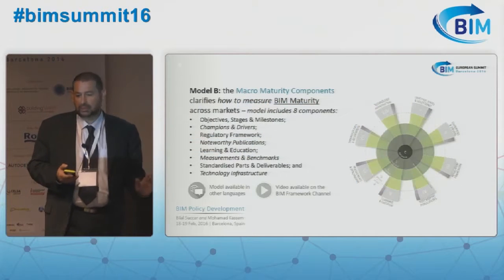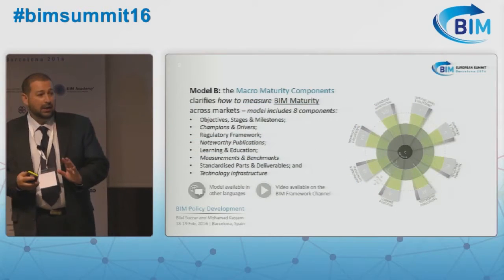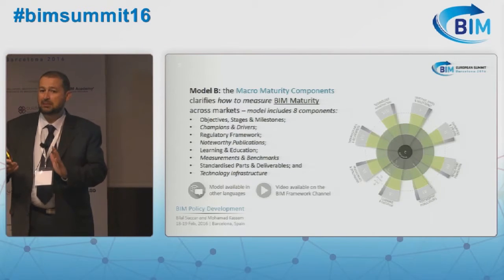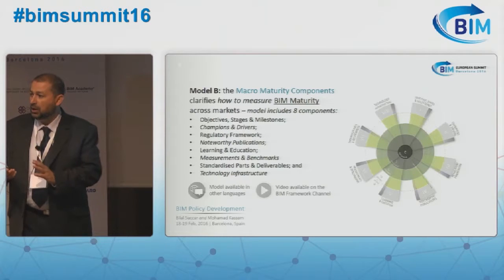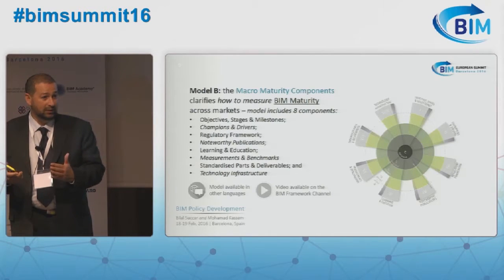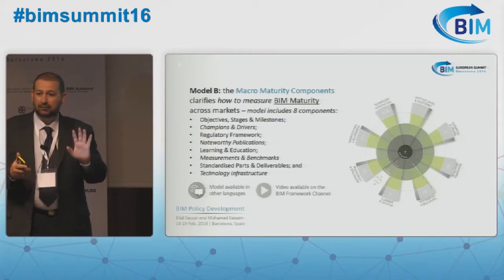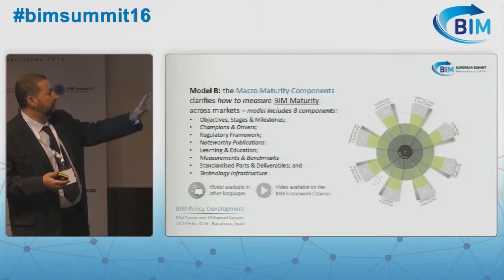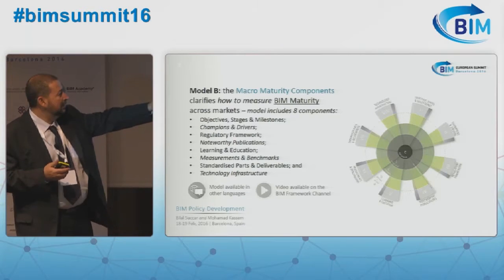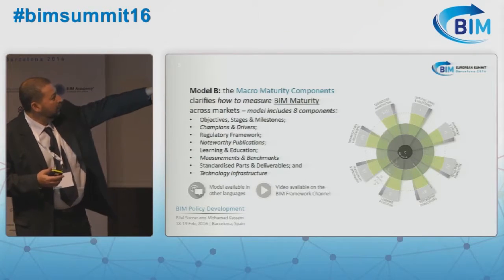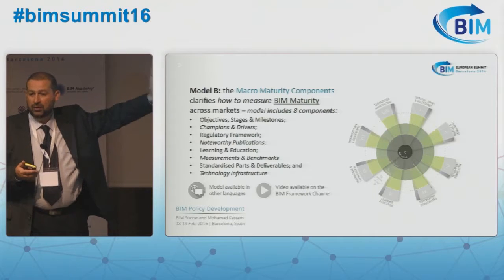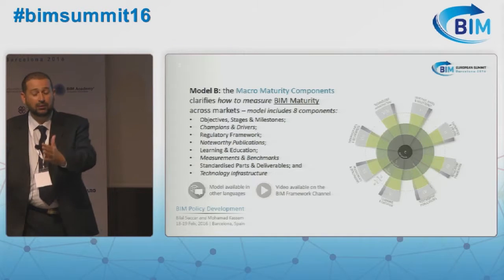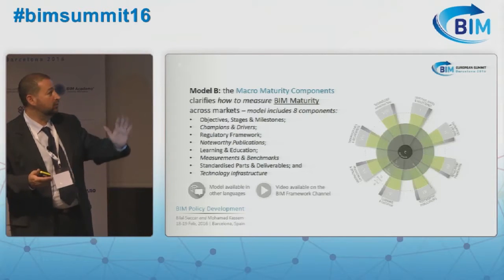So I'm just going quickly to another model. Here, if we want to understand all the things that a policymaker will need to think about when they are developing a policy for their country, there are only 8 major topics to be covered. You can see them here, maybe not clear. There's technology at number 1, then objectives, stages and milestones. So whether a country or a market has clear objectives about BIM, when do they want to implement it, is it staged, etc. So we look at that.